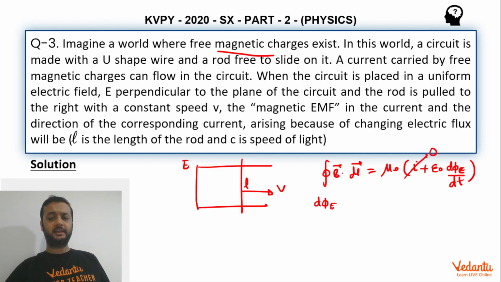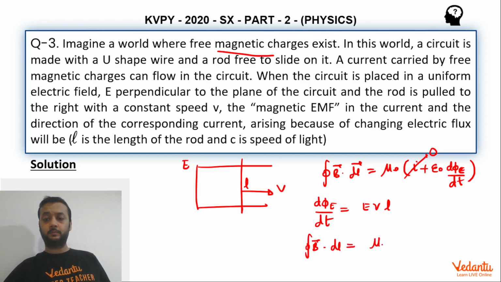Now, what is dΦ_E/dt? Similarly, we can write EVL. Just like in the case of motional EMF, you write dΦ_B/dt as BVL, where B is the magnetic field, V is the velocity, and L is the length. So similarly, what will be the change of electric flux? EVL, right? So we can say that this integration of B·dl will come out to be μ₀ε₀EVL. This is the value of magnetic EMF induced. Now μ₀ε₀, we all know, is 1 upon c², so this will become EVL/c².